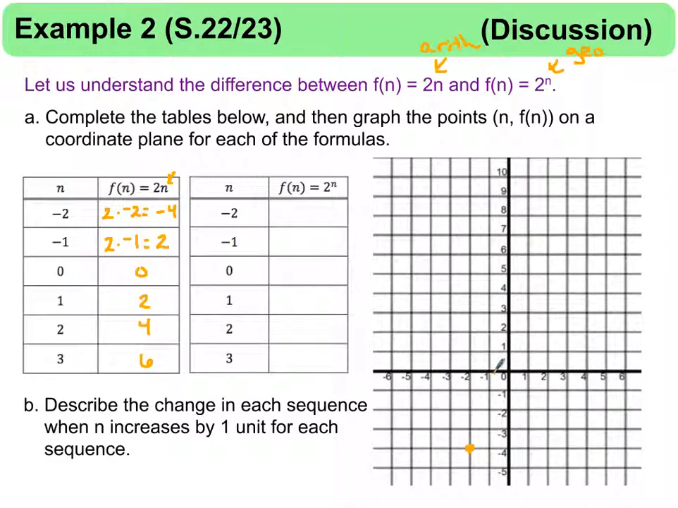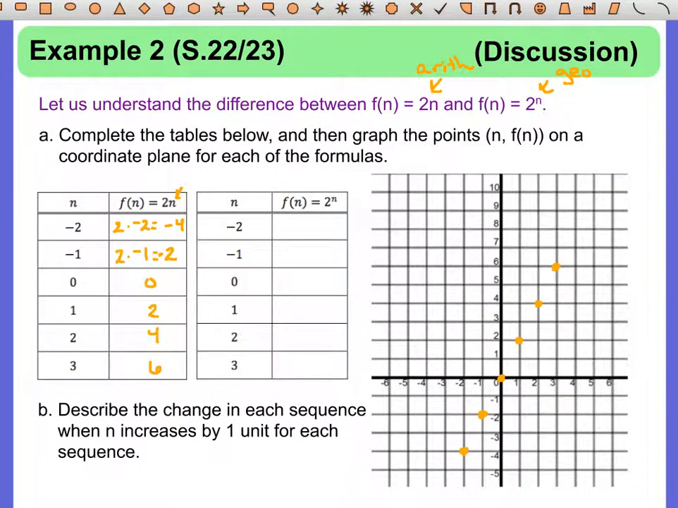Negative 1, and actually 2 times negative 1 is negative 2. So we end up with negative 2 down here, negative 1, negative 2, 0, 0, 1 comma 2, 2 comma 4, and then 3 comma 6. And so we see this linear pattern, or this line, starting to develop. I'll just draw a line through that to show that movement, that this is what an arithmetic sequence is going to look like. That's what it's going to do.